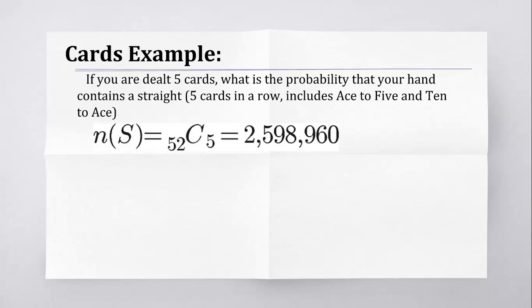You have 5 cards in your hand. That's 2,598,960 different hands that you have. Case 1 is when you have the ace to 5.